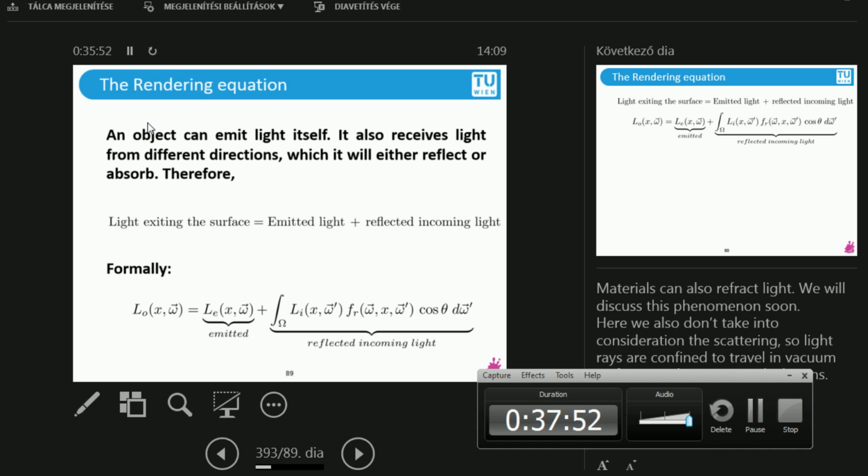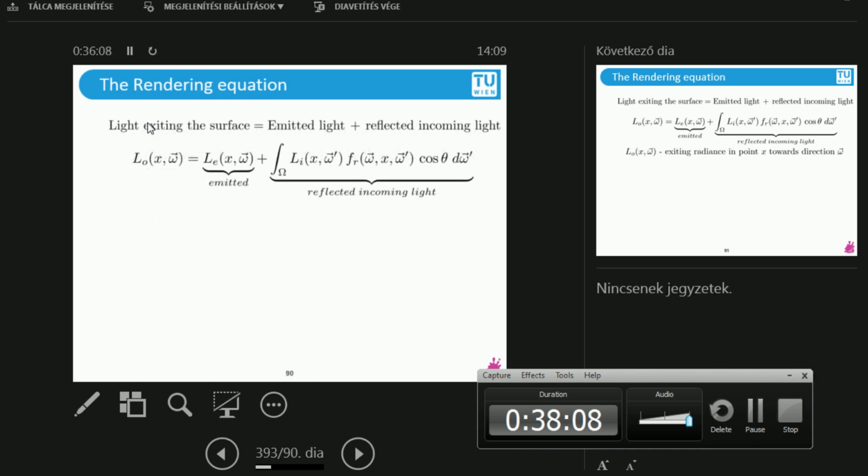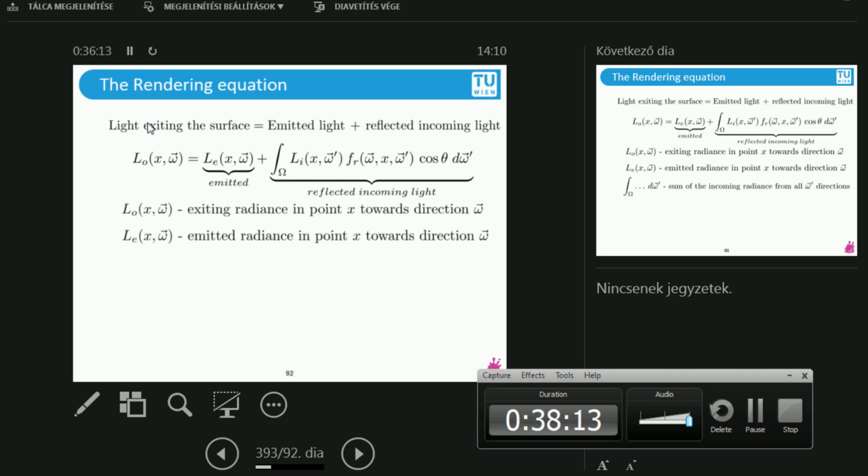This is the emitted light, so this is light from point x going towards my eye. How much is it? Well, the amount that is emitted in point x towards my eye, if it's a light source like that one, then I definitely have this amount, and there is an amount that is reflected. Let's see what's going on. This is what I just told you. And again, this is the integration. This is the interesting part.